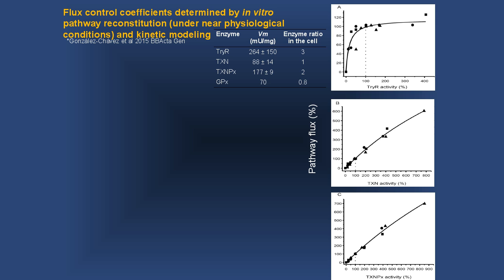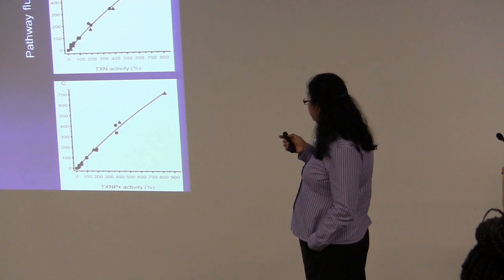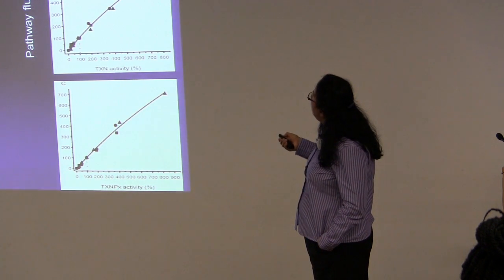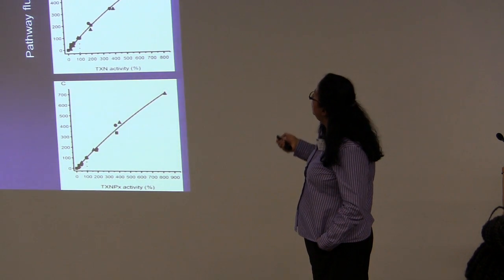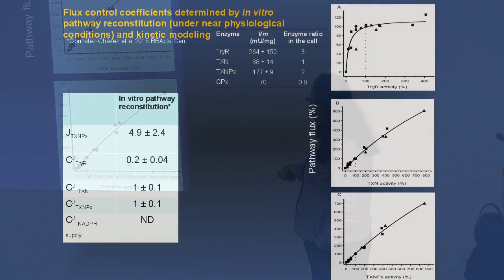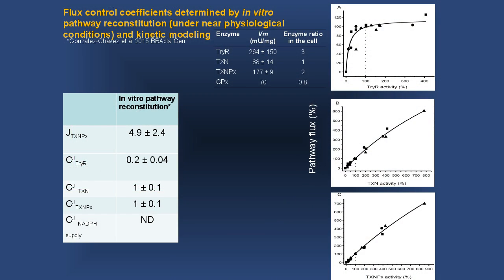So we reconstituted this pathway using the exact proportion of enzyme activity found in the parasites. And titrating above and below this 100% of activity, we could determine the flux control coefficients. As you can see at the reference point, the main controlling steps in this pathway are trypanothione synthetase and tryparedoxin peroxidase, whereas trypanothione reductase again has very low control on the pathway flux.